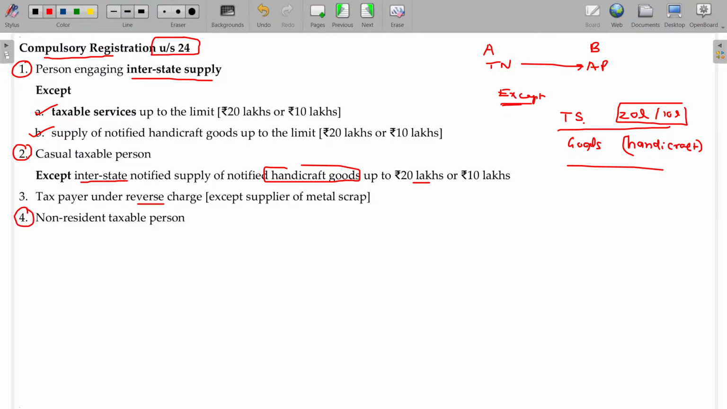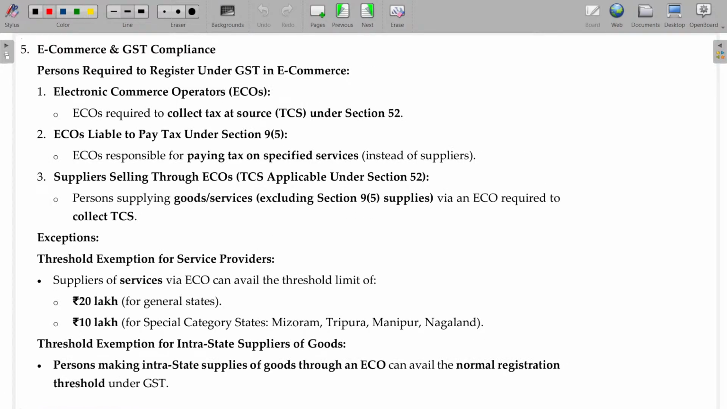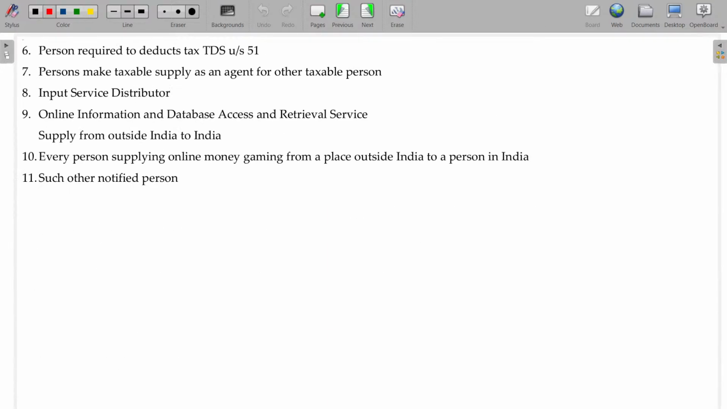And taxpayer under RCM, if I am falling under RCM basis, then I have to register myself, provided except supplier of metal scrap. If I am the supplier of metal scrap, I don't need to register myself. Otherwise I have to register. So RCM basis recipient should always register. So these are the 4 categories. Apart from that, we'll still go for one more thing. 5 I have to discuss in detail. So let me finish up 6, 7, 8, 9, 10 and 11.